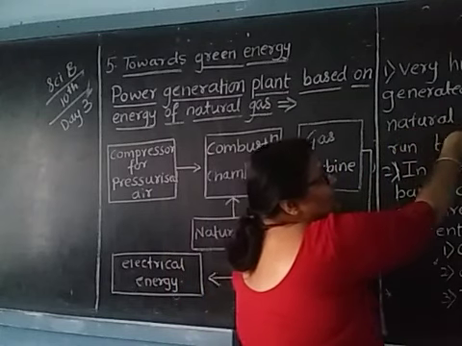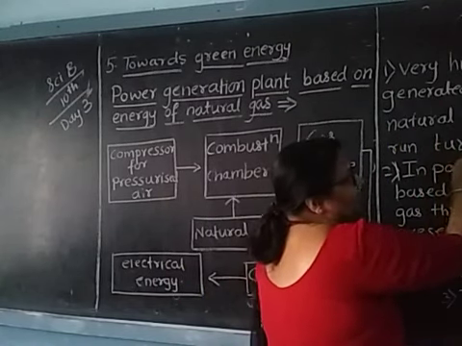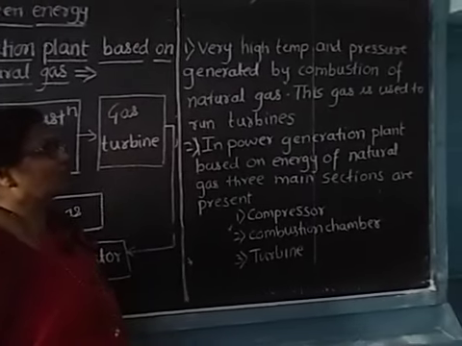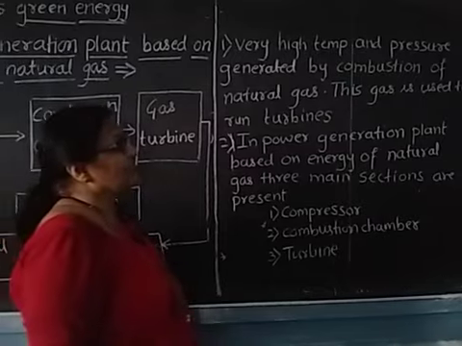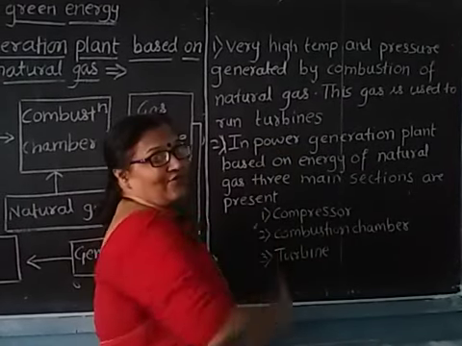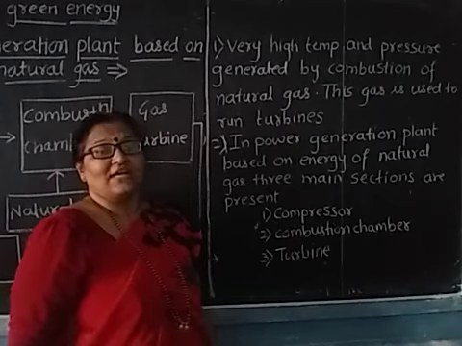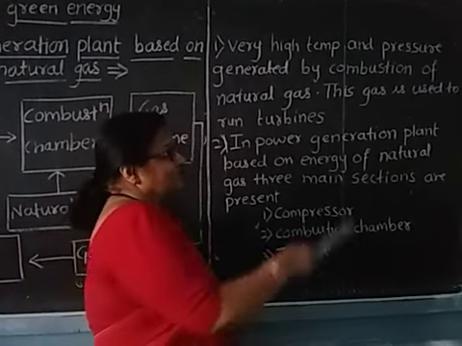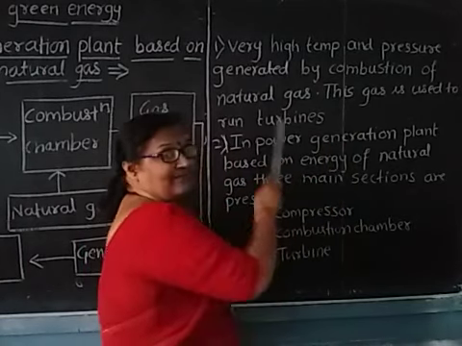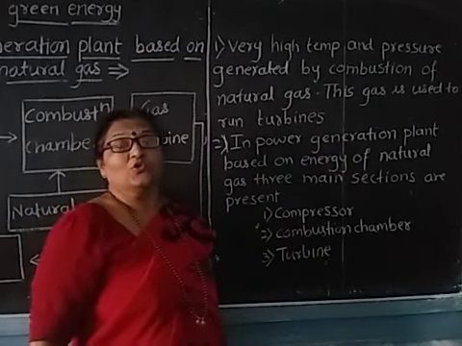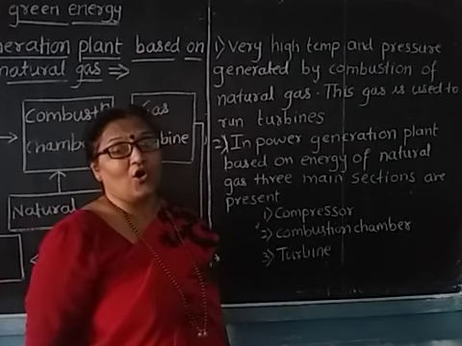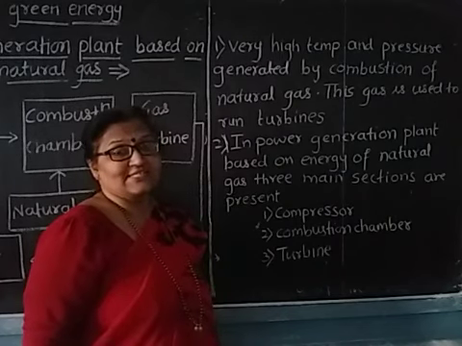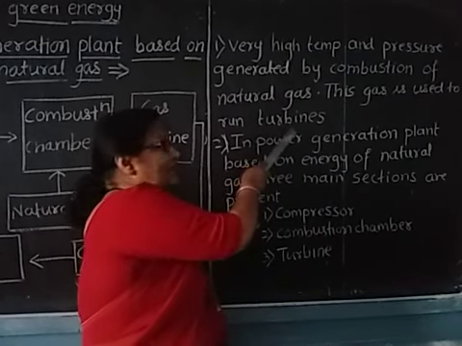Very high temperature and pressure are generated by combustion. Now see here, a very high temperature, or you can say pressure, is generated by the combustion of natural gas. Combustion of natural gas means what? Actually it is the burning of the gas. This gas is used to run the turbines. We know that to run the turbines we need a flow of a liquid or a flow of a gas. Now this is a gas which is used to run the turbines.